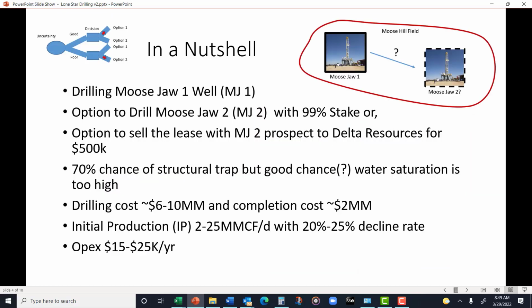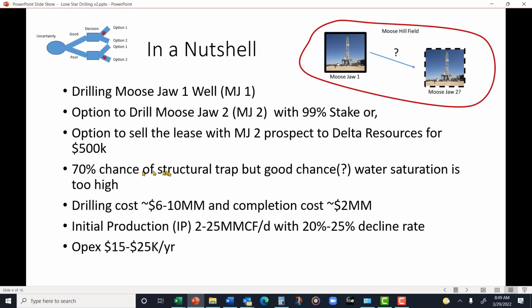So as we're aware, there's two assets, Moose Jaw 1 and Moose Jaw 2. Think of these as shale projects, okay? So they're currently drilling Moose Jaw 1, and there's an option to drill Moose Jaw 2, and they have a 99% stake. There's an option to sell the lease in MJ2 to Delta for $500K. And the question is, is that a good deal or not? On an expected value basis, however you might want to think about it. We'll kind of look at that.